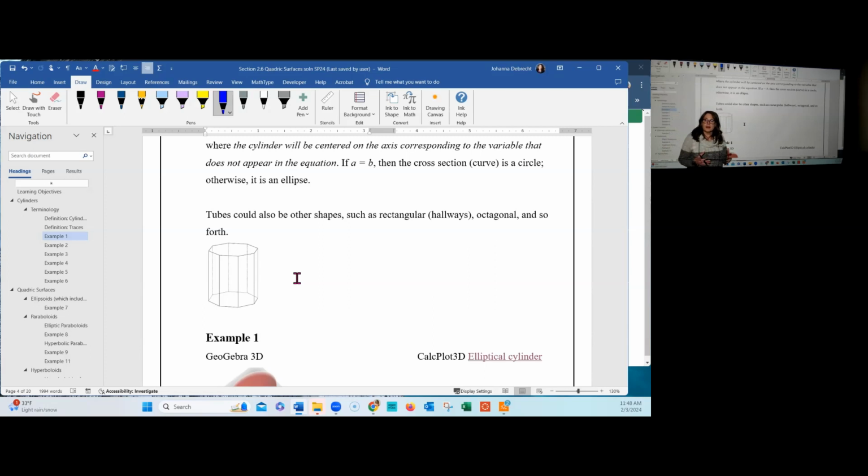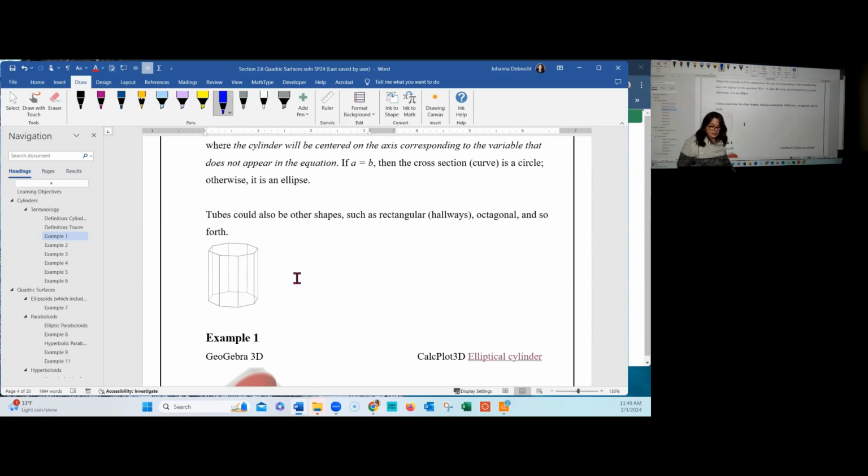But if you think about it, a hallway, like in college, is itself an example of a cylinder where you've taken a rectangle and pulled it along some line. And so you can think of a hallway as a rectangular cylinder, and it is a closed shape.